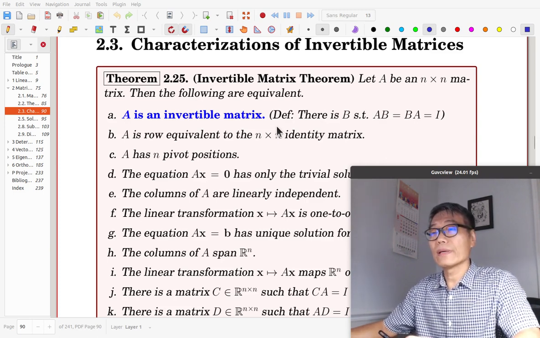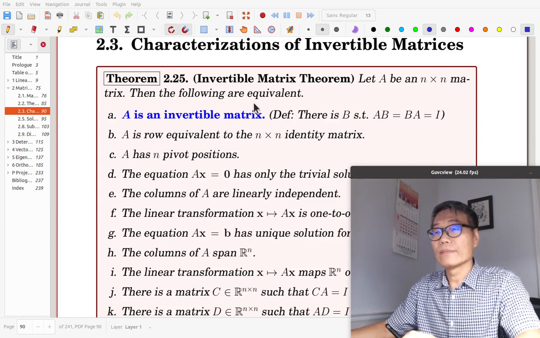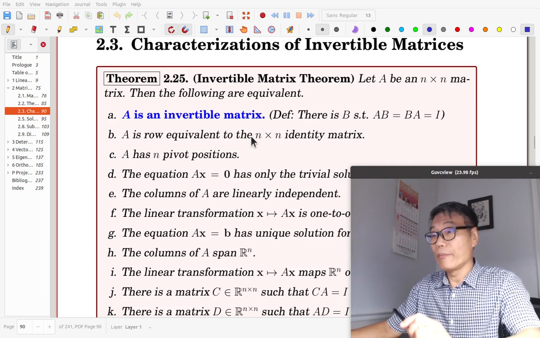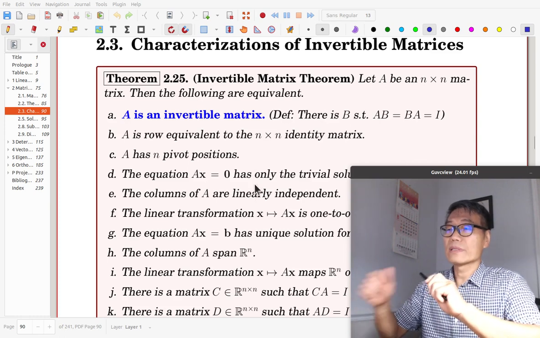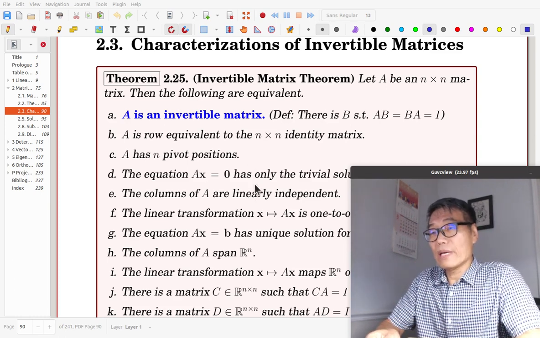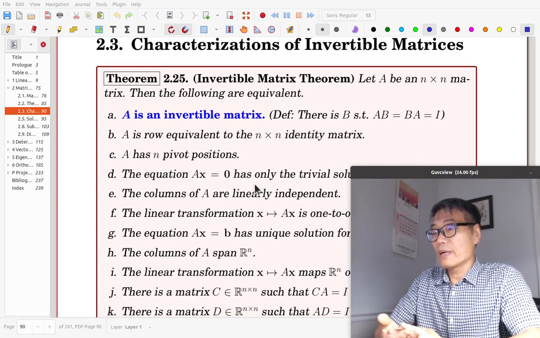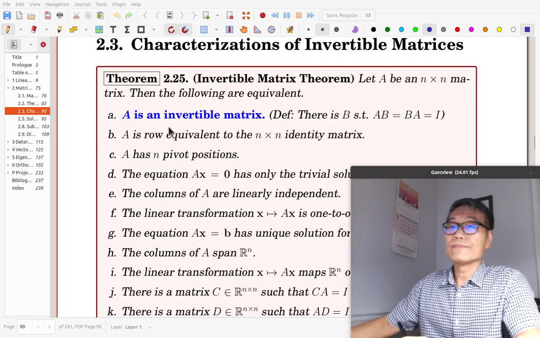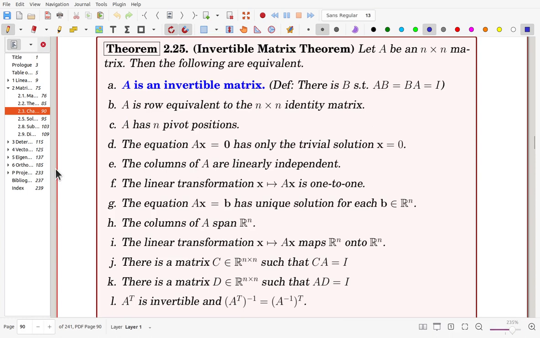So here we'll consider an equivalence theorem, where we consider many equivalent statements. If one of these statements is satisfied, then the matrix must be invertible. So equivalent theorems are expansions of definitions. Let's see the equivalent statements for invertible matrices. These are all equivalent: A is an invertible matrix.